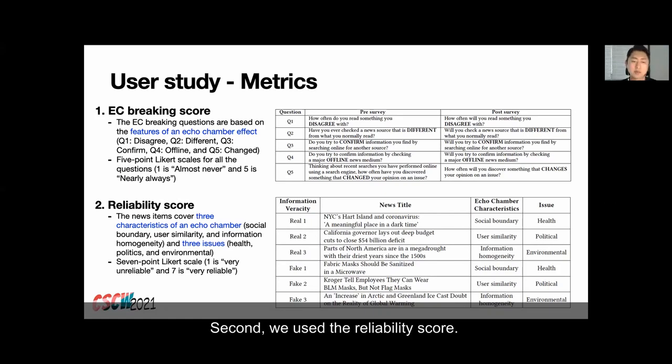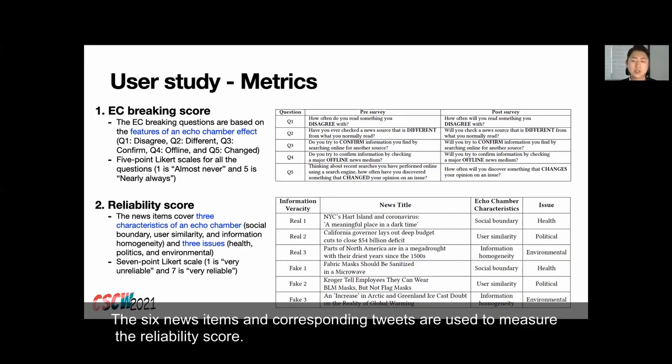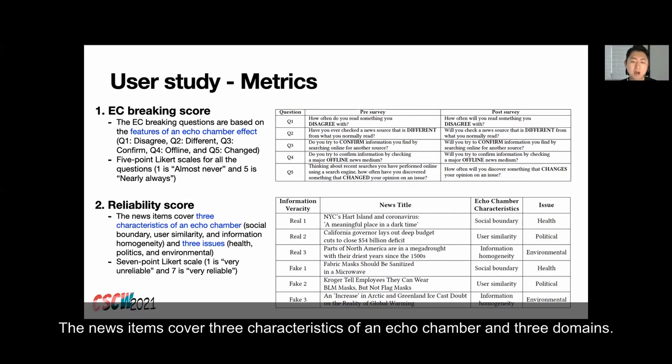Second, we used a reliability score. The 6 news items and corresponding tweets were used to measure the reliability score. The news items covered 3 characteristics of the echo chamber and 3 domains.